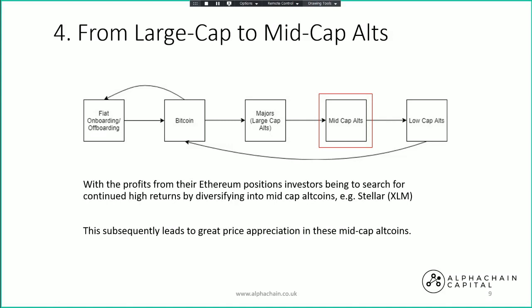These mid cap altcoins experience far greater volatility than the large caps in the previous step of the cycle and are considered much greater risk. So again, we can see as we go across the cycle, investors' appetite for risk increases.